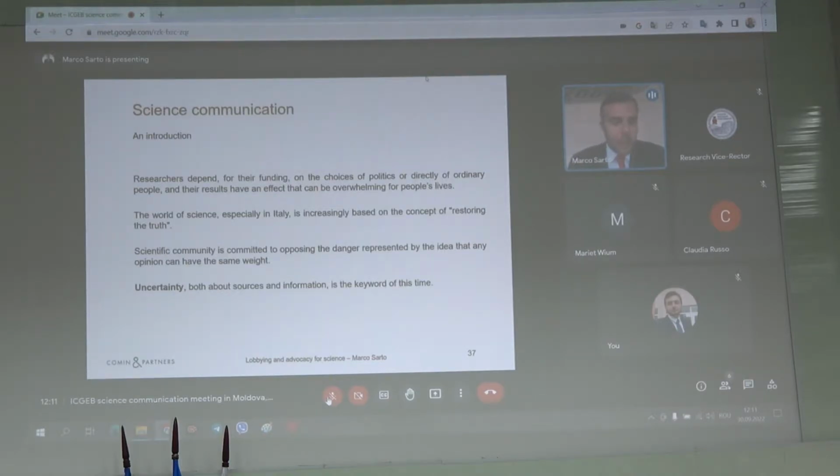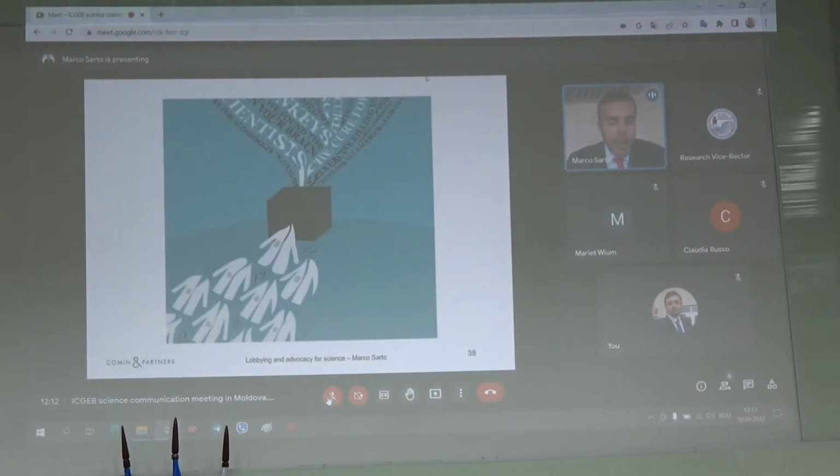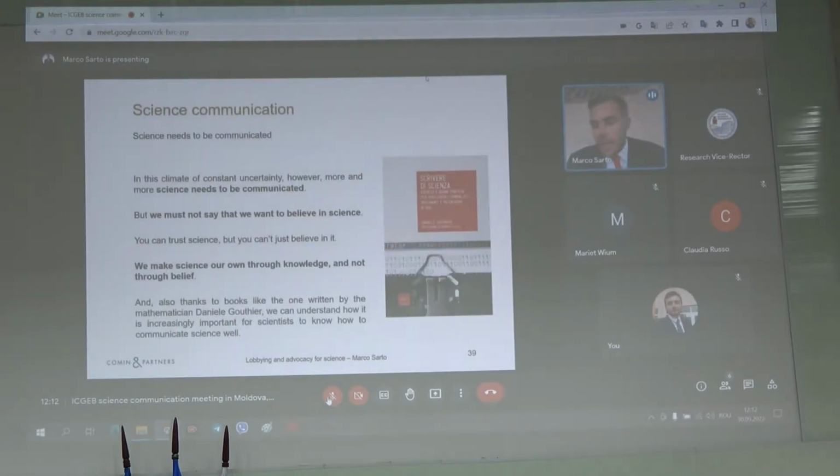It's not easy to understand, because uncertainty, both about sources and about information, is the keyword of our time. We may say that people live in a so-called echo chamber. We all have a lot of information. We often don't know what's the truth. Is truth one fact or another? Maybe politicians, civil society, and opinion leaders who are not scientists do not have the right ability to understand the complex scenario.